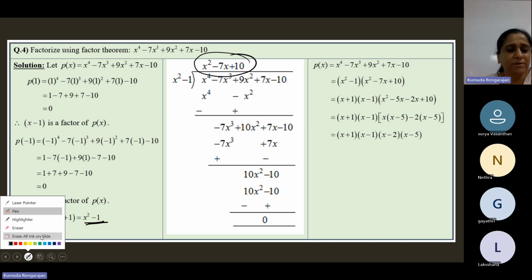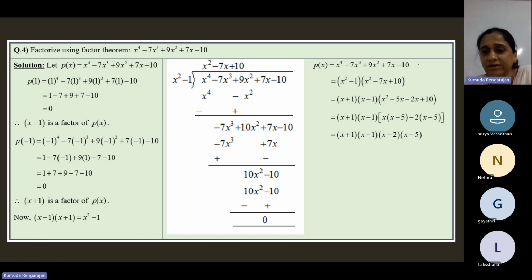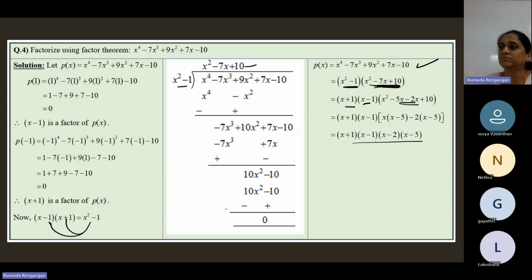Now, after this, apply the division algorithm. This is the dividend. Dividend is equal to divisor into quotient. So you see that here. X square minus 1, we already know the factors, so put that back. Factorize this one by splitting the middle term. All right. And these are the 4 factors.